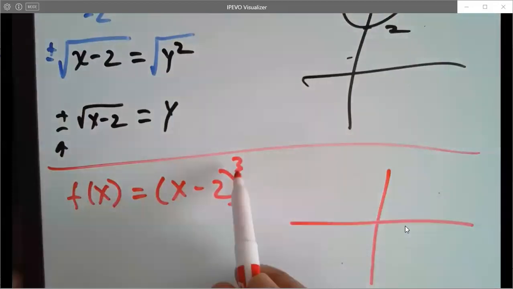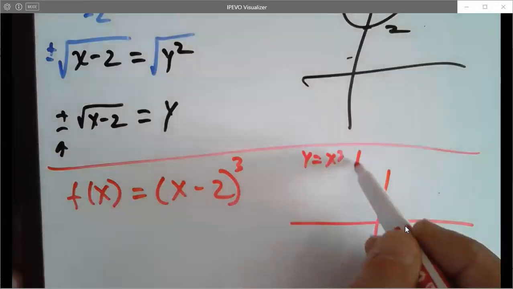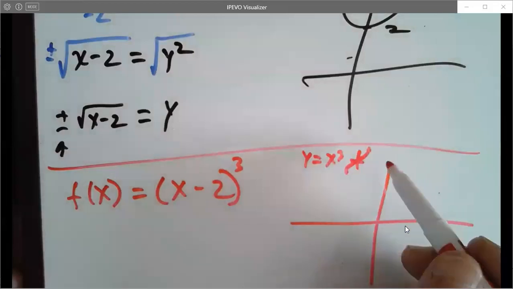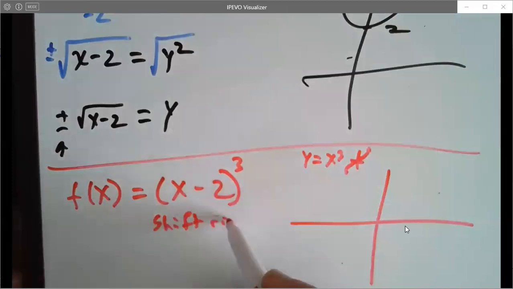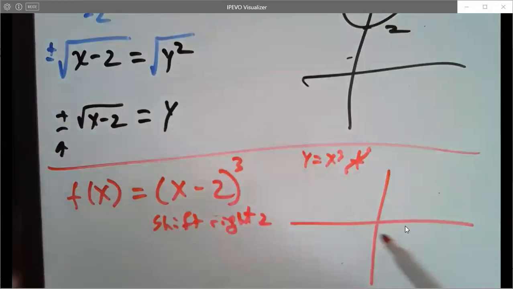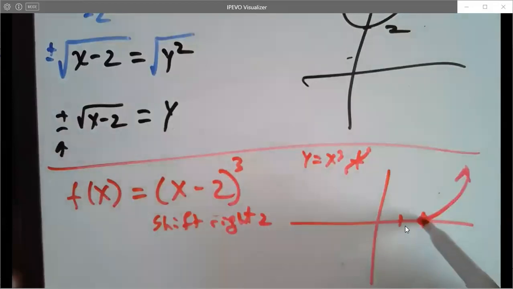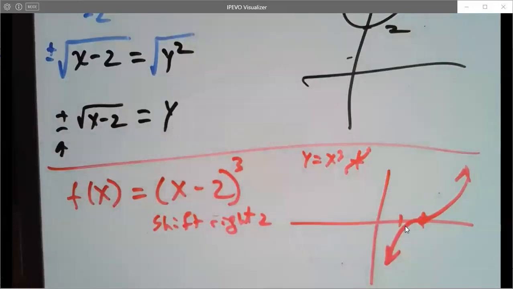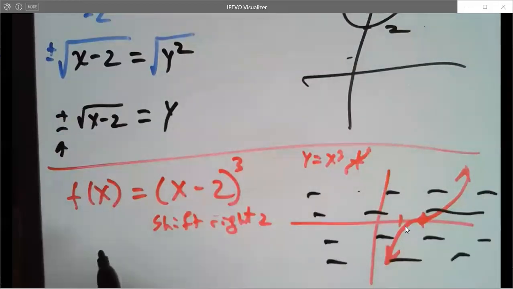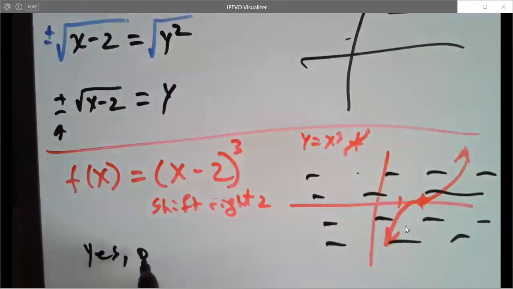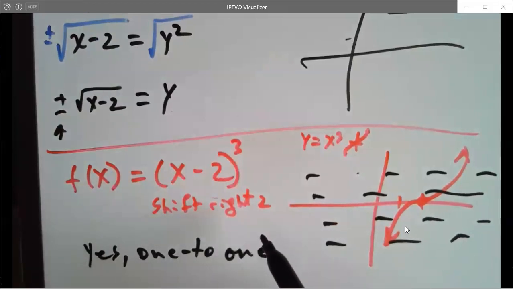So this is going to behave like an x cubed, right? Up and to the right, down and to the left. And because it's inside parentheses, it's going to shift right 2 spaces. So this will be like that. And so if we were to take the horizontal line test, you could see that it would pass the horizontal line test. And so we could say, yes, this is 1 to 1. Okay. And so there's another way to do that.